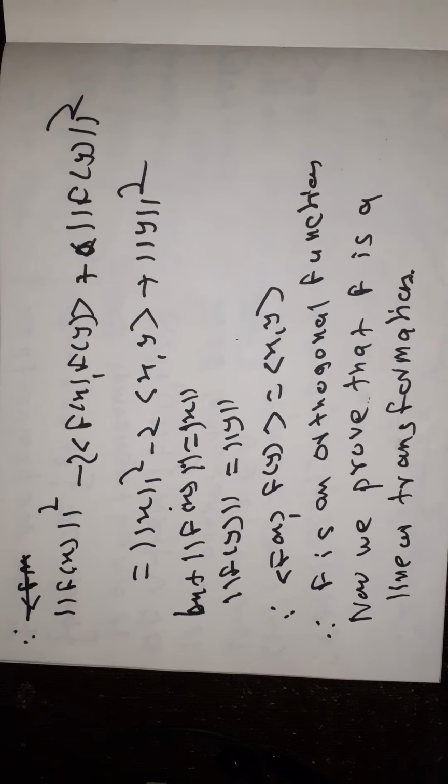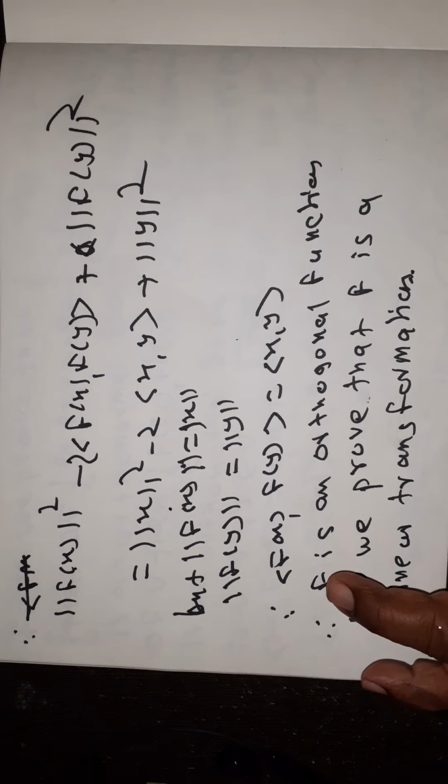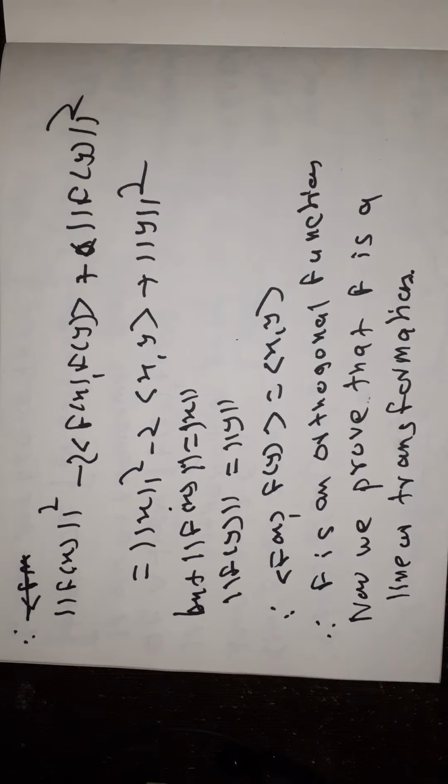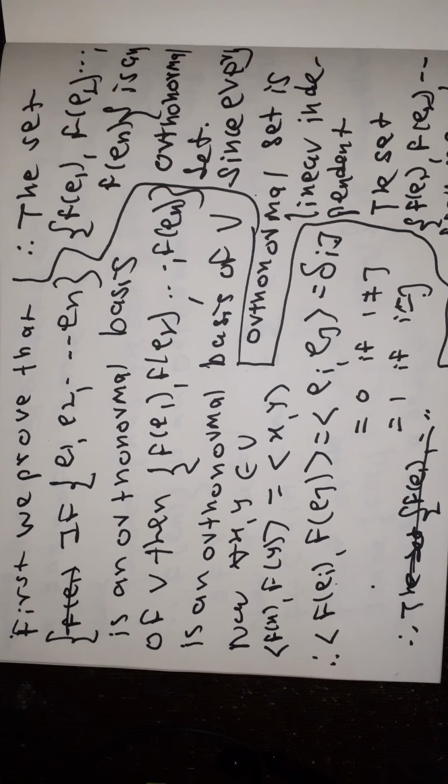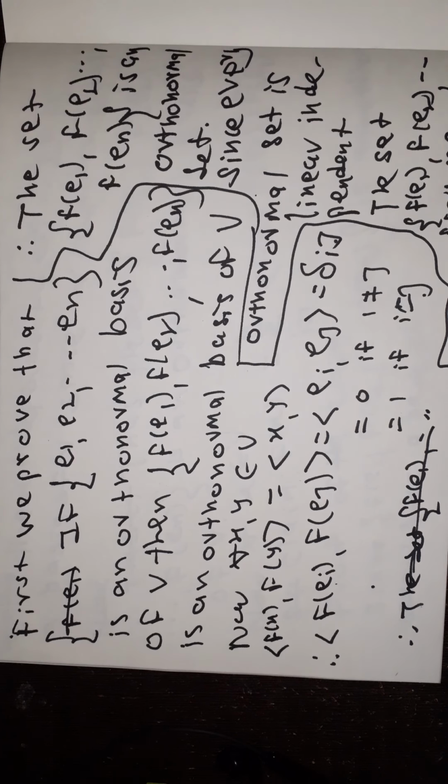Now we prove that f is a linear transformation. See here, first we proved that for all x belonging to V, norm of f(x) is equal to norm of x. Then we proved that for all x, y belonging to V, angle bracket f(x), f(y) is equal to angle bracket x, y. Now we prove that f is a linear transformation.